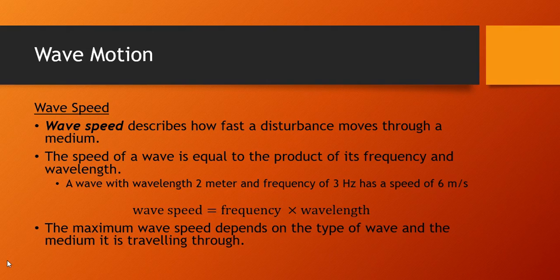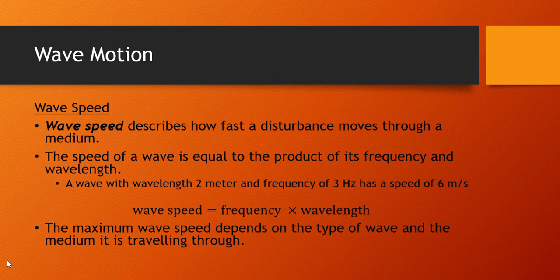If we want to calculate the speed of the wave, we need only know the frequency and its wavelength. The wave speed in meters per second is just the product of frequency times the wavelength. So if you have a wave with a wavelength of 2 meters and a frequency of 3 hertz, then the wave speed would be 6 meters per second, 2 times 3.